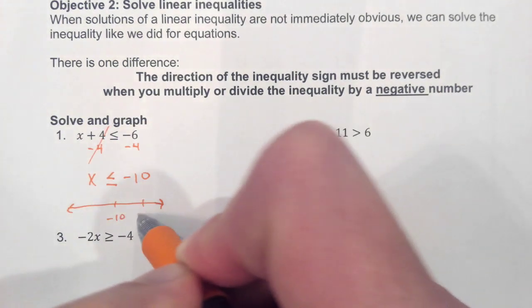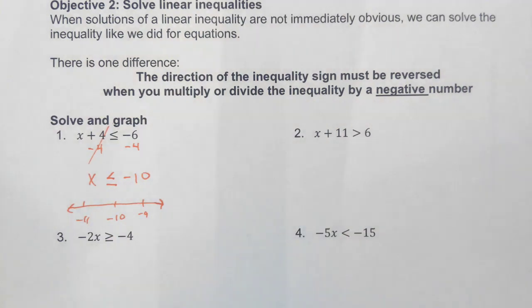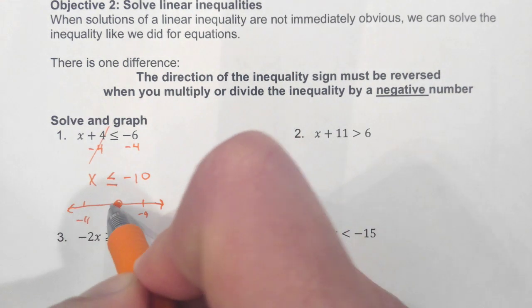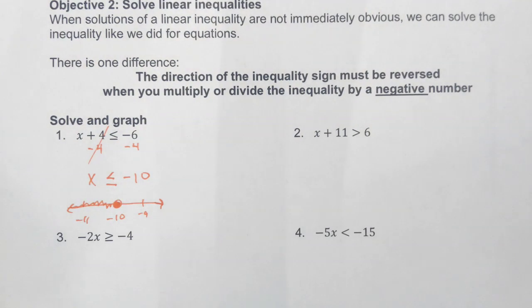Negative 10 goes in the middle, negative 9, and negative 11. It's a closed circle on negative 10, and it's pointing to the left. The values that are less than negative 10 are to the left of negative 10.